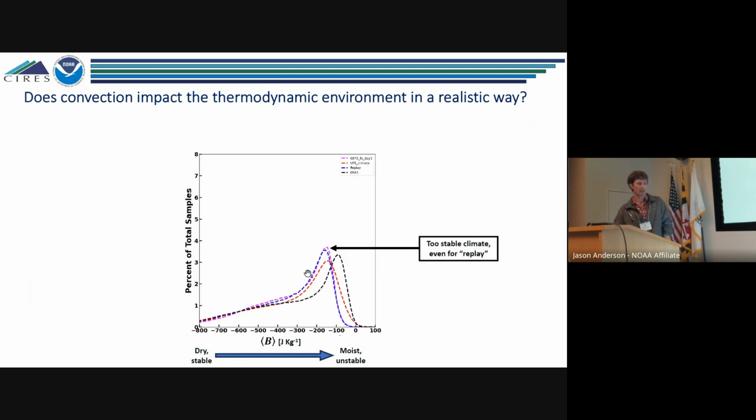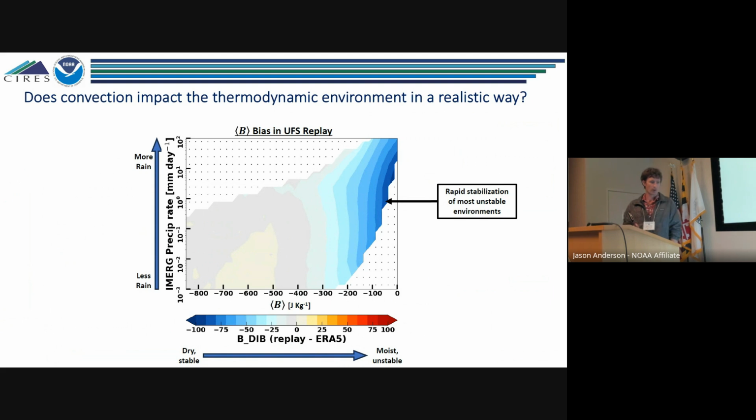And we see a similar thing if we look at GEFS in magenta here at forecast day 1, and also notably in this replay simulation. So replay is ending up too stable despite having these continual increments added to nudge it towards ERA5. So those increments are being very rapidly consumed in that simulation. We can learn more about these buoyancy biases or stable biases by looking at this as a function of both ERA5 buoyancy and IMERG precipitation. And basically, we're just seeing the rapid stabilization of these most unstable environments.